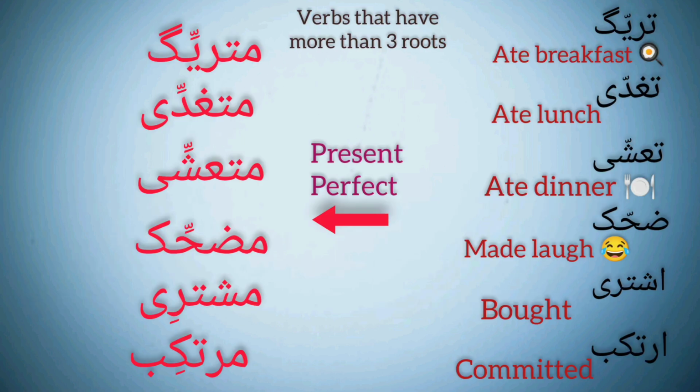In terms of making present perfect tense for verbs which have more than 3 roots, we're gonna have particular rules and patterns. In previous part, part 2, we had verbs which had 3 roots, but in this part, we're going to have verbs which have more than 3 roots. As you see, all of them have more than 3 roots. For example, tarayik means ate breakfast, or ta'adde means ate lunch, ta'ashe, ate dinner, or dhahik, made someone laugh, ضحك, or اشترى means bought, and ارتكب means committed. And all of these verbs are simple past tense, and in order to turn them into the present perfect, we're gonna have some rules.